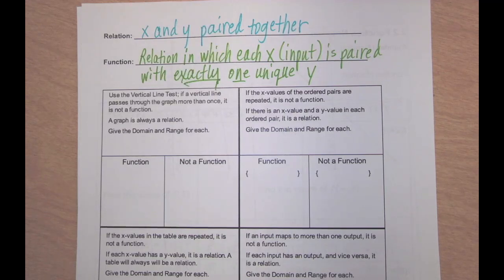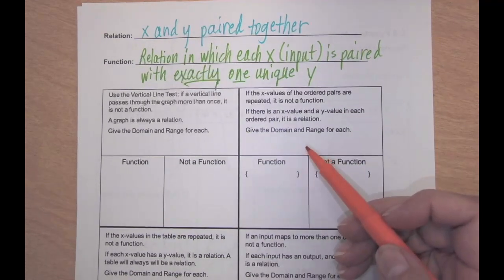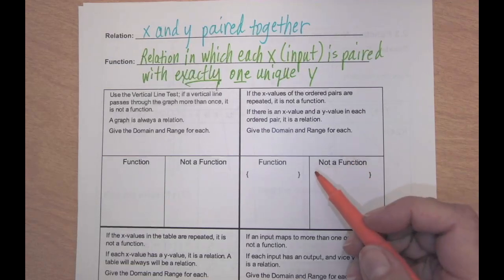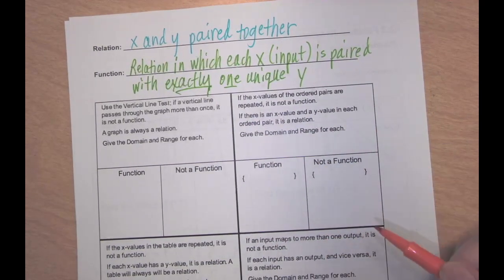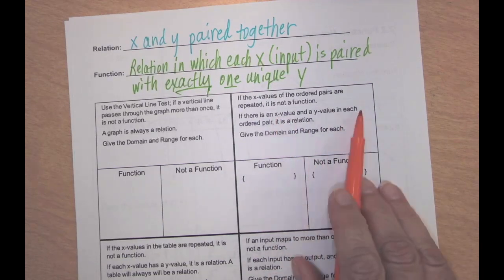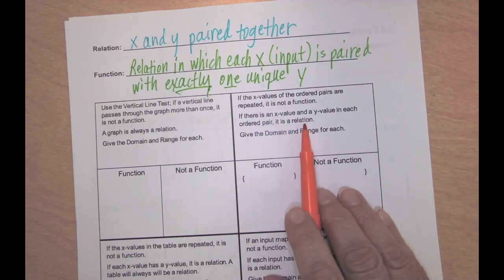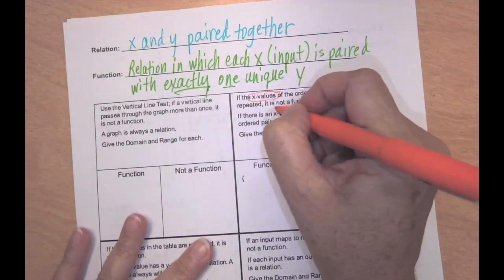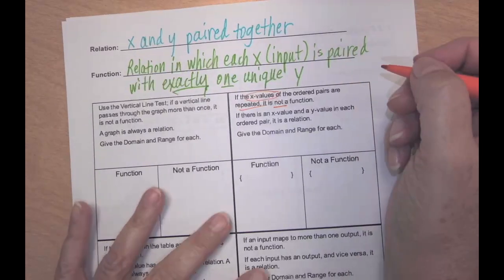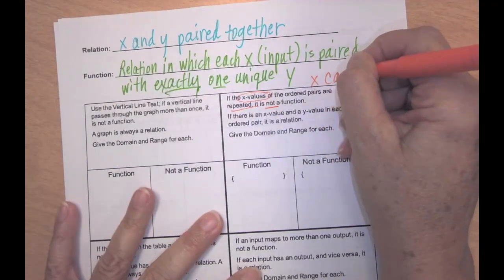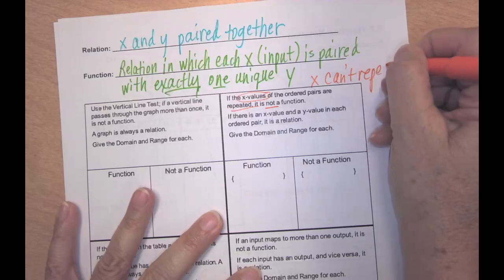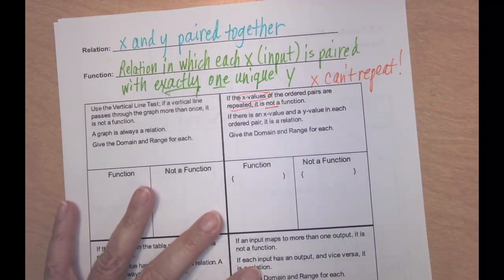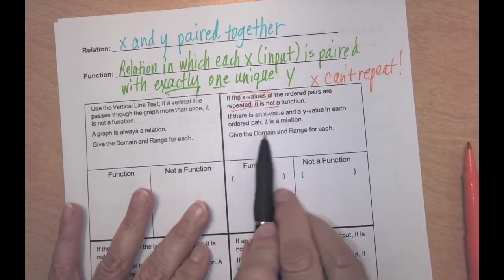So let's skip over here. You can tell if ordered pairs are a function. If the X and Y is in each one, it's a relation. But if X is repeated, it's not a function. So my shortcut I always say is X can't repeat. X can't be paired with more than one Y. It can't repeat, or it's not a function. We haven't learned domain and range yet, so we're skipping this.